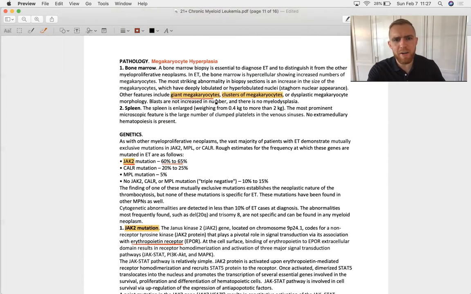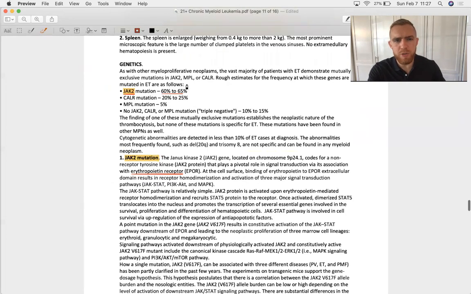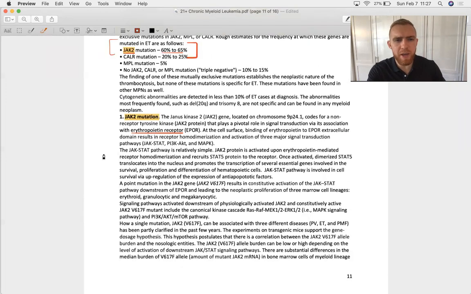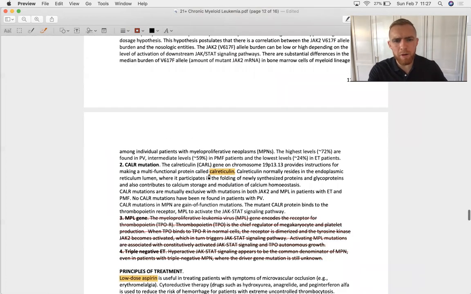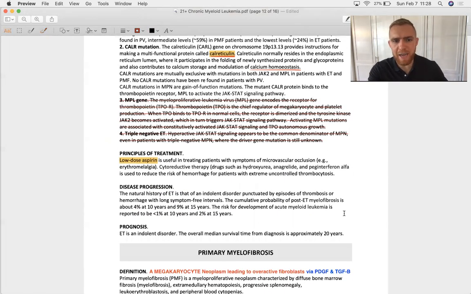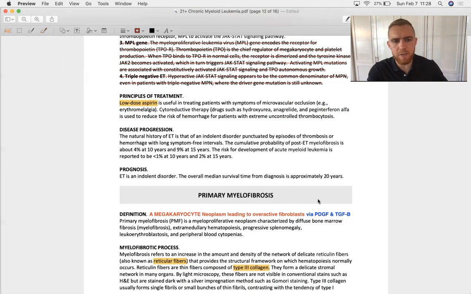Pathology: giant megakaryocytes, clusters, hyperplasia. What's the mutation? Usually Janus kinase 2, which gives you a constitutively active erythropoietin receptor. And sometimes, more rarely, there's a calreticulin mutation, which is involved in calcium homeostasis, but usually the driver mutation for this neoplasm is going to be that JAK, Janus-associated kinase 2.